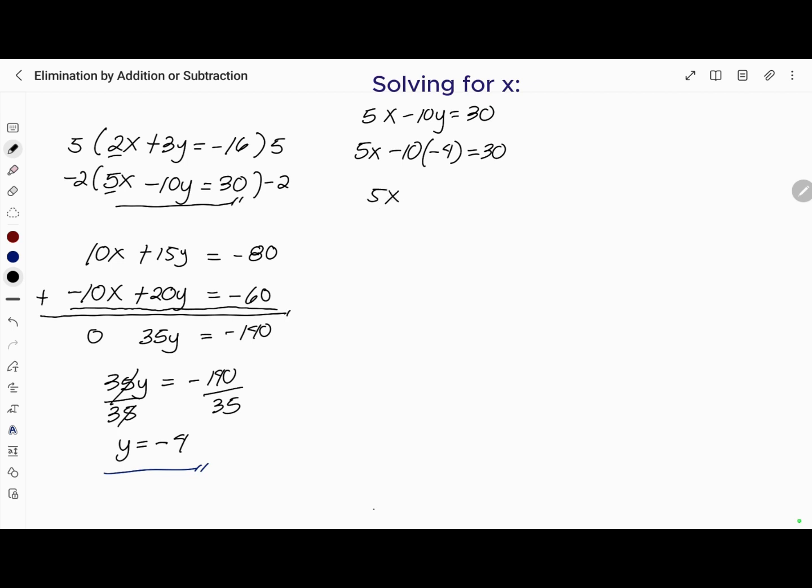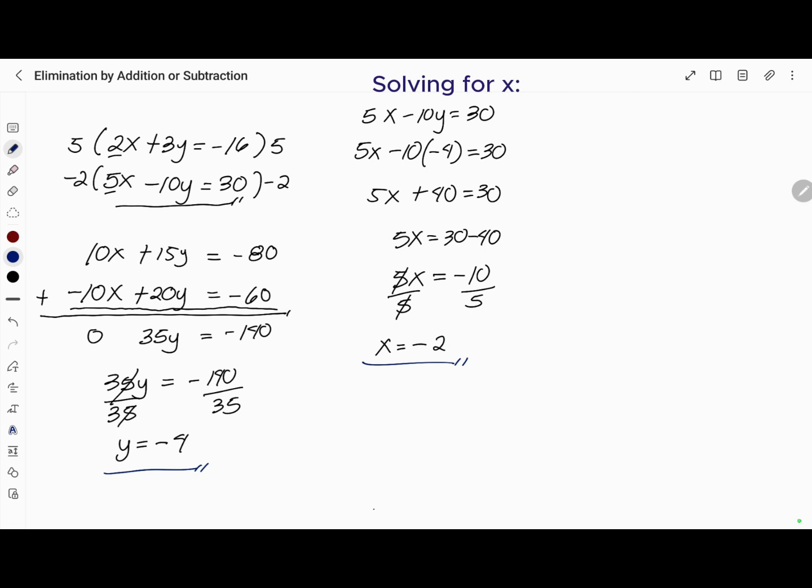Then negative 10 times negative 4, that is positive 40. Okay, transpose 40. 30 minus 40, that is equivalent to negative 10. Then to get the value of x, let's divide both sides by 5. Therefore, x is equivalent to negative 2.